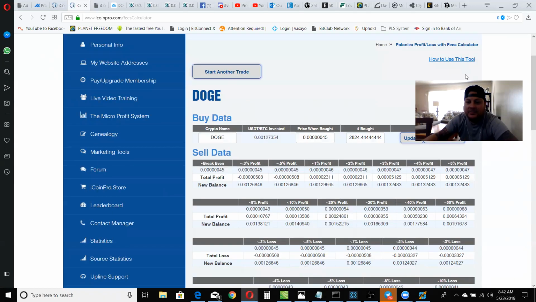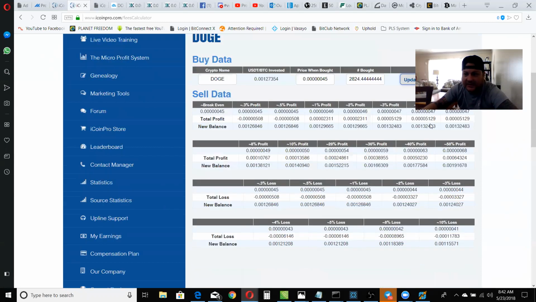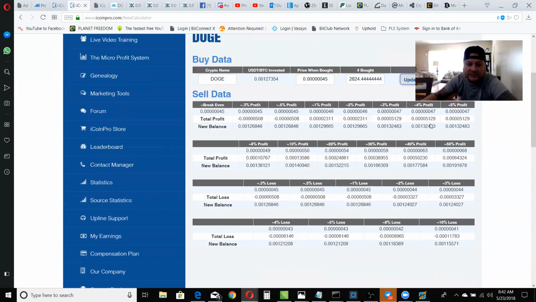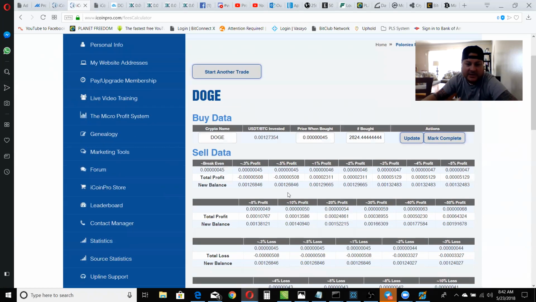This is going to give you your track sheet, your profit and loss track sheet, which I think is a great tool, awesome tool to have. So with the micro profit system, we're in and out real quick. You don't want to be in the trade all day long. Especially right now, we're in a bear market. So I'm gonna go for 1%.